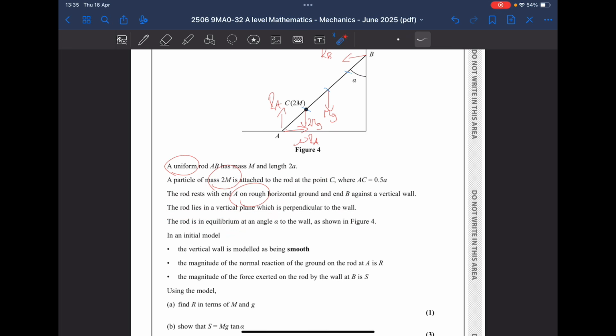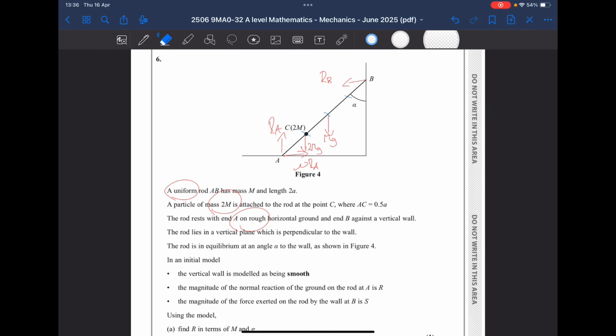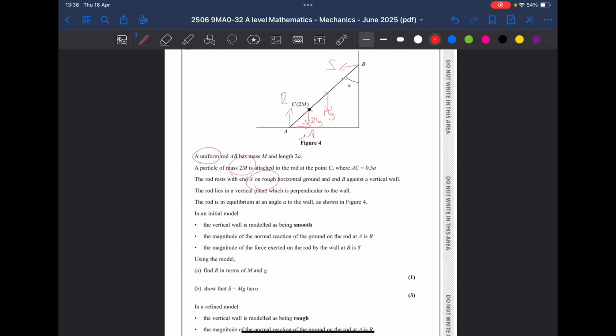Angle of alpha. This should model the vertical wall as smooth. This is R, and this is S. Okay, I will relabel them then. So RA is what they've called R. RB is what they've called S. So this on the bottom, then it's just mu R, not mu RA. That looks good to me.